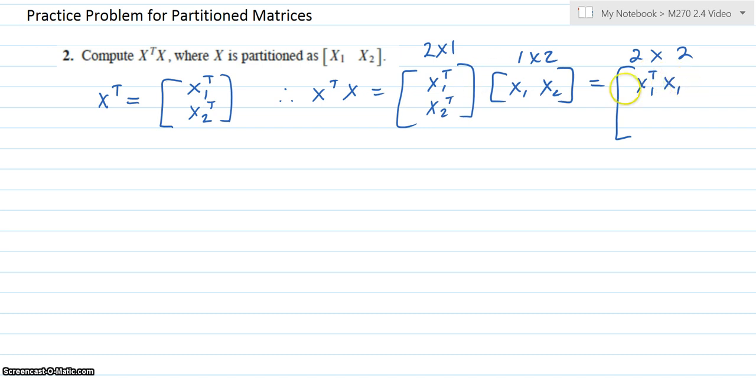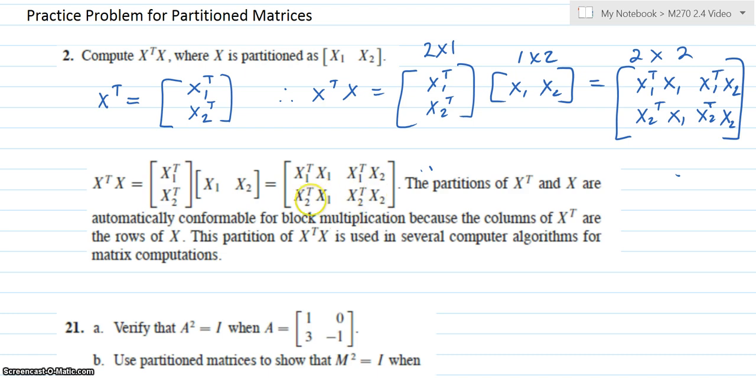This is the first row, second column. So x1 transpose times x2. And then finally, the second row is going to be second row, first column, x2 transpose x1, and finally x2 transpose x2 should be the answer. Let's look at the solution in the book. You can see they got the same answer.